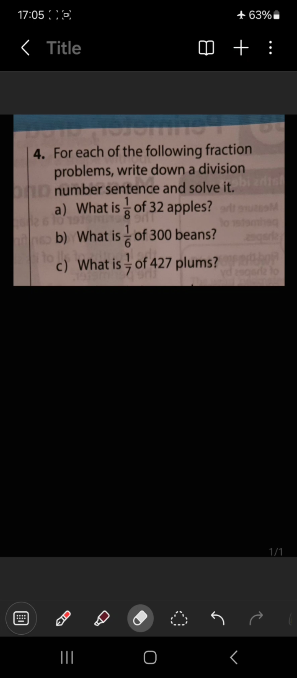Last question. 1/7 of 427. For this example, I would like you to do long division. Let's begin. Your dividend will be 427. Your divisor is 7. Now how many times can 7 go into 4? It cannot. Then you ask yourself, how many times can 7 go into 42?